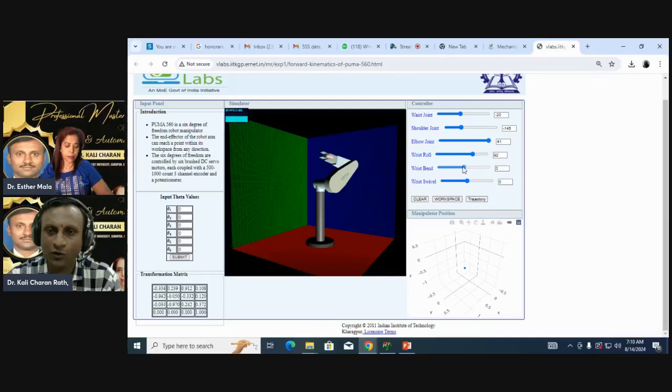Now wrist bend will also be changing. It is near to the end effector. Its permitted angle is minus 100 degrees to plus 100 degrees. Okay. Next, wrist swivel. Its angle is minus 266 to 266.